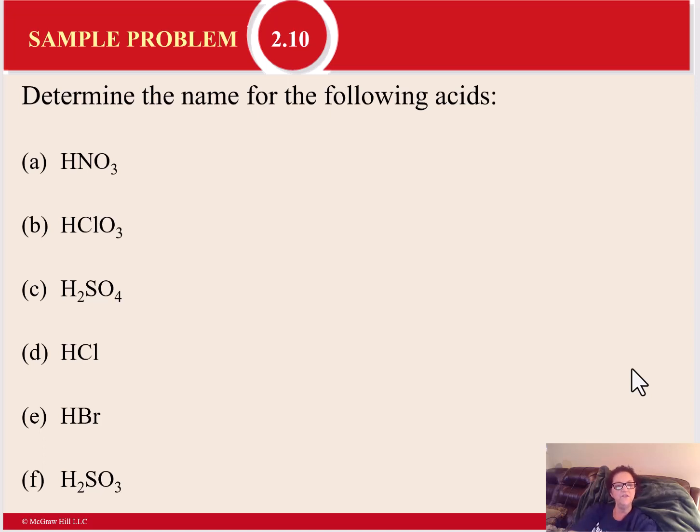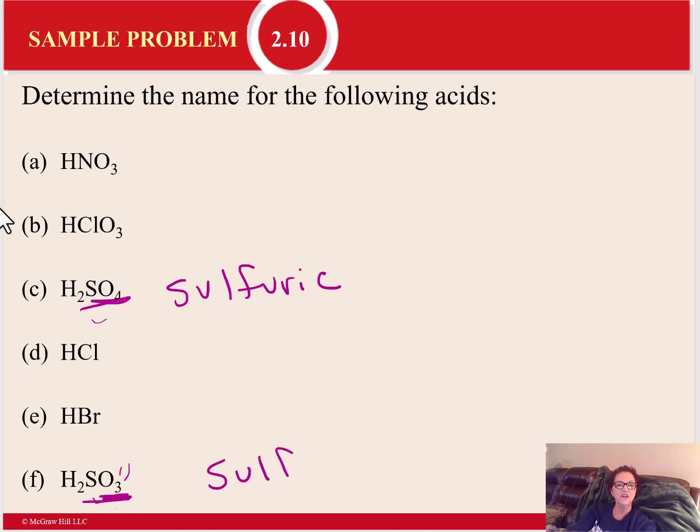So look up and see if you can do the names for these. If it is the sulfate, it's going to be sulfuric. If it's the ite version, remember it was sulfate or sulfite. If it has one less oxygen, it's going to be sulfurous acid. So one less oxygen will be the OUS, the sulfurous. Okay?